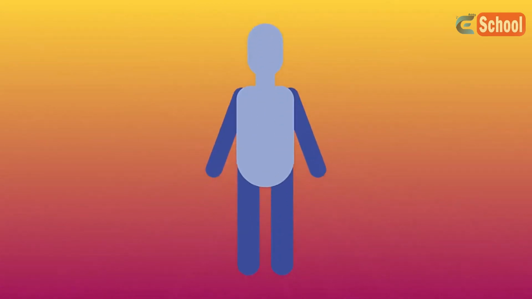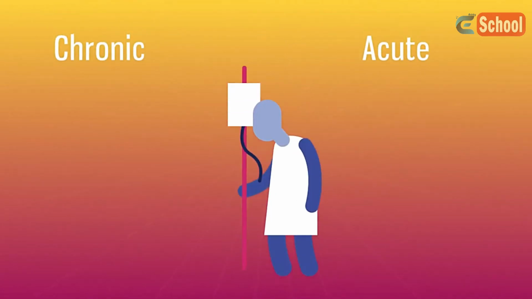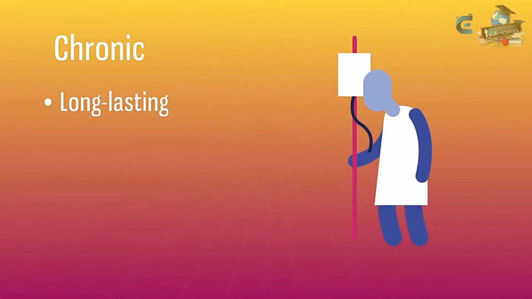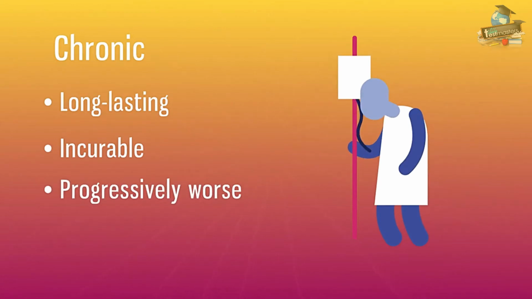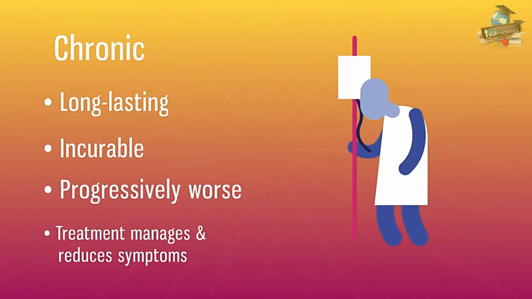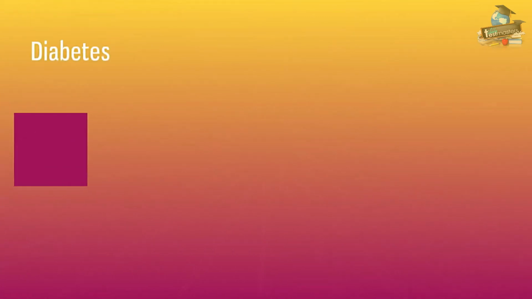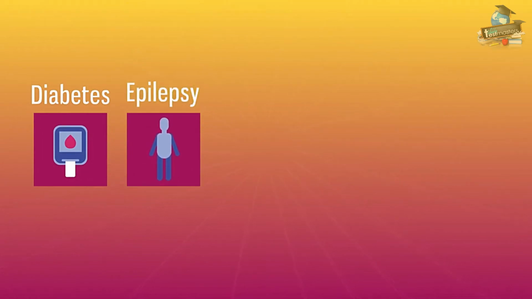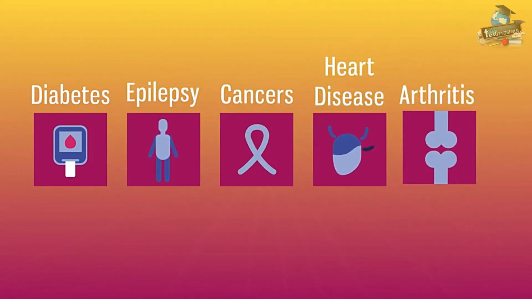Diseases are when parts of the body do not function properly, and they usually produce symptoms. Diseases can be chronic or acute. Chronic diseases are long-lasting, often incurable. They get progressively worse over time. Medical treatment focuses on managing the disease to slow it down and reduce symptoms. Examples of chronic diseases include diabetes, epilepsy, most cancers, heart disease, and arthritis.